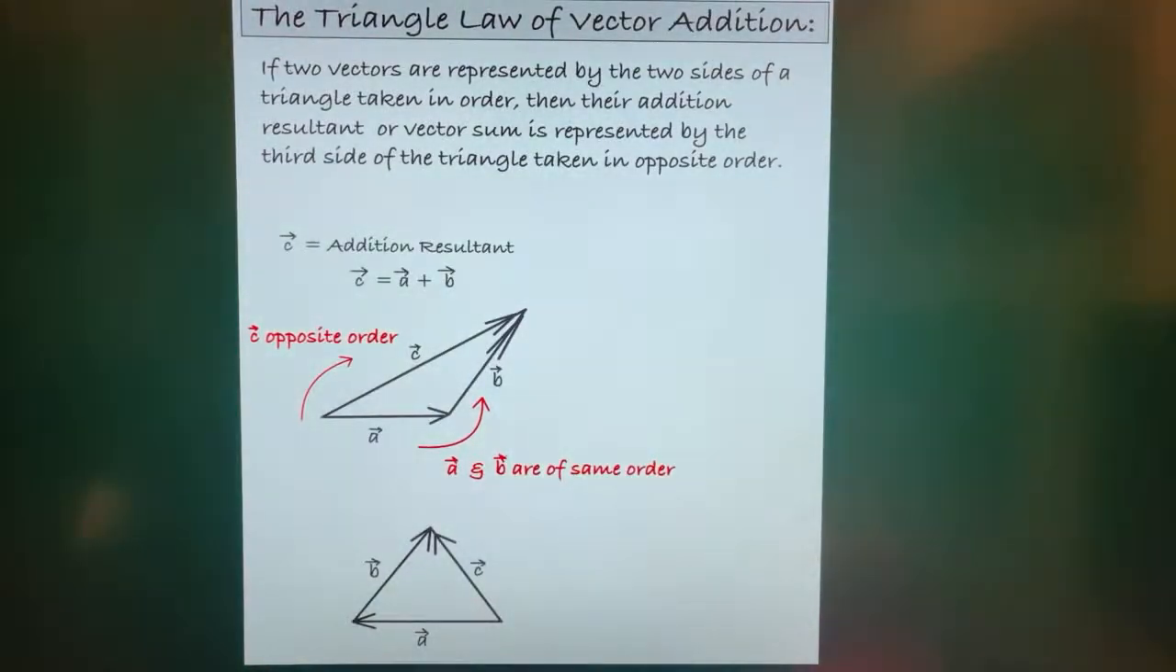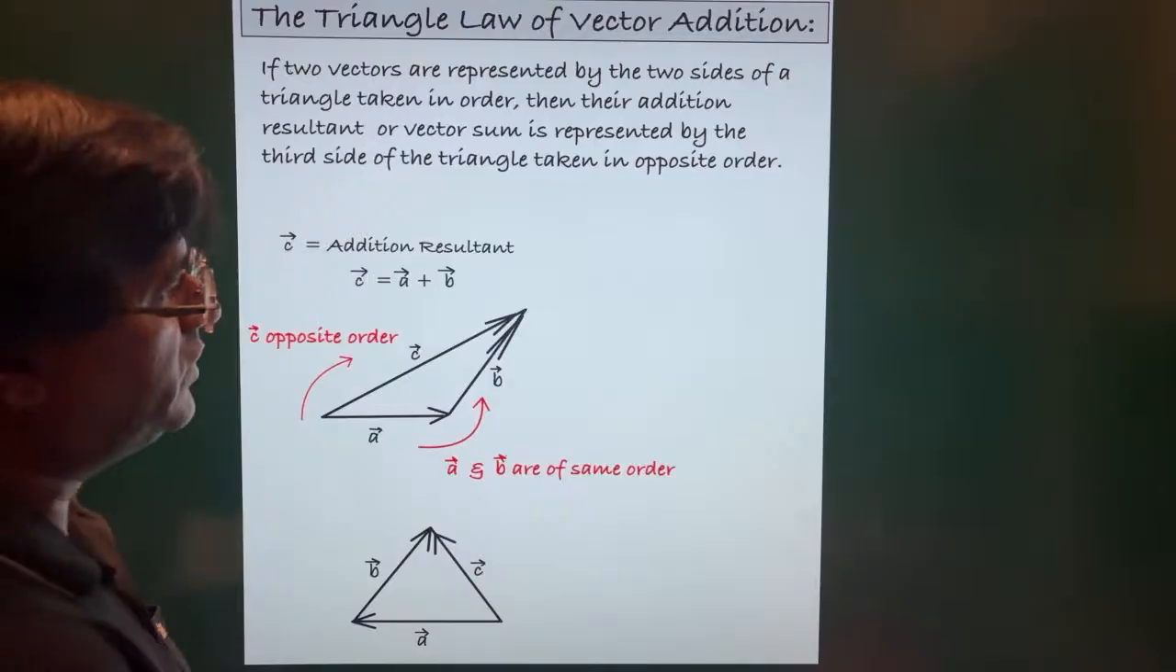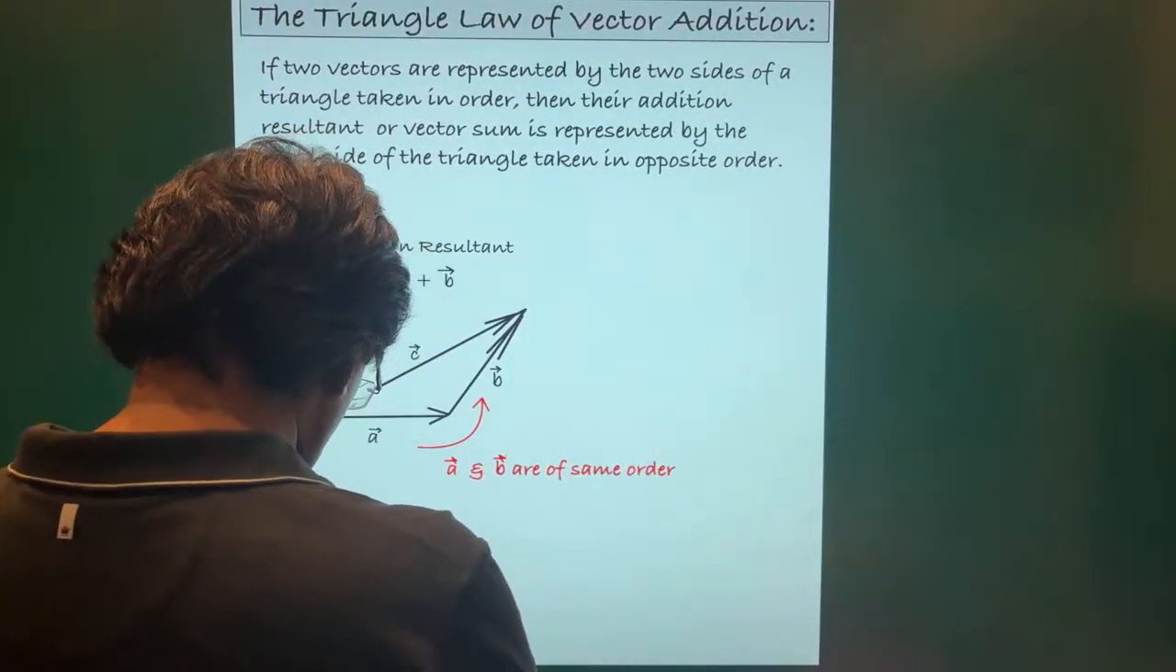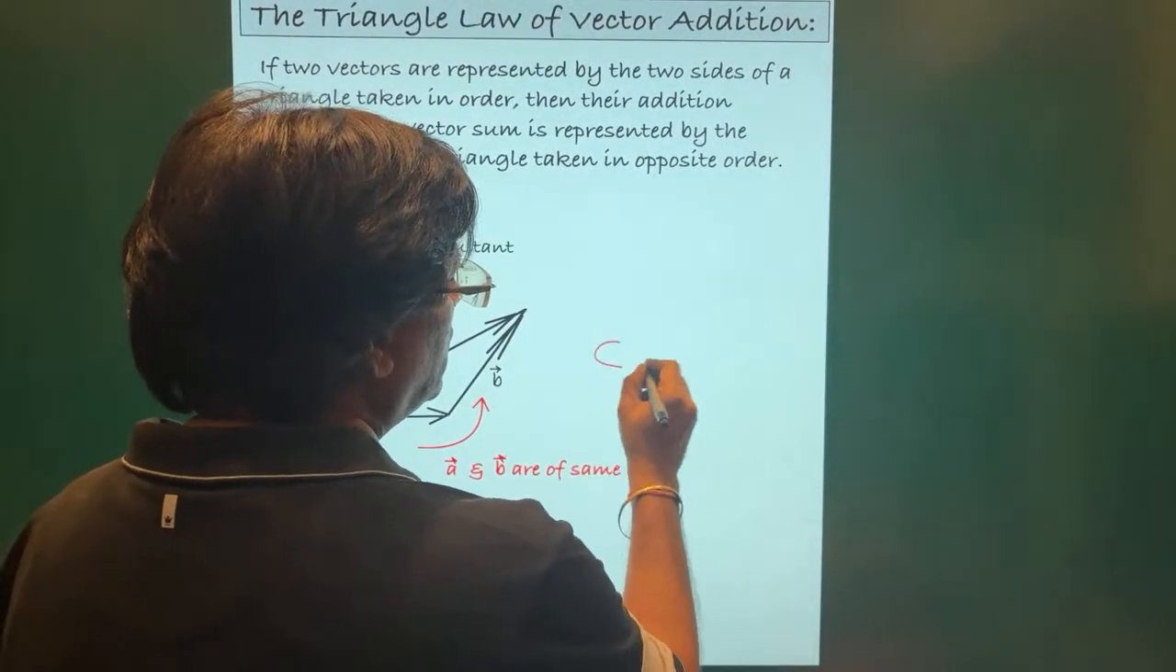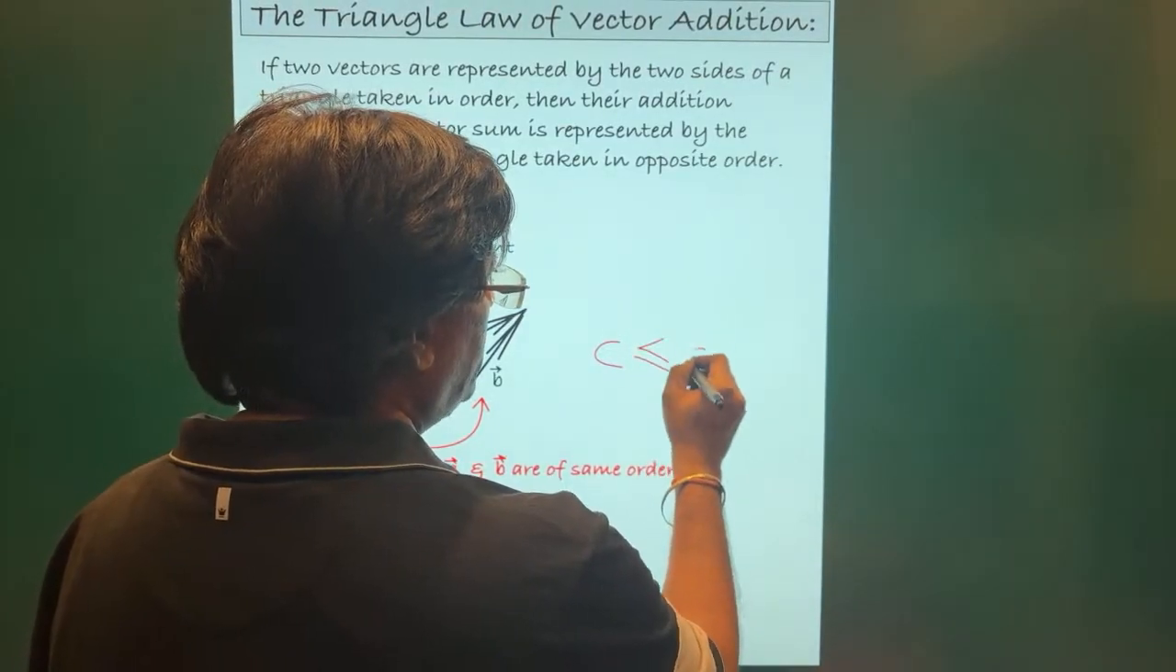Clearly, triangle of, right? तो इस ट्रायंगल लॉ में हम लोग क्या देखते हैं कि ये जो C है, this C should be equal and should be less than A plus B.